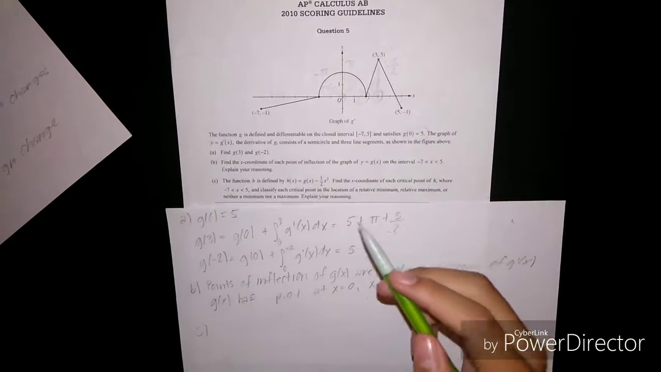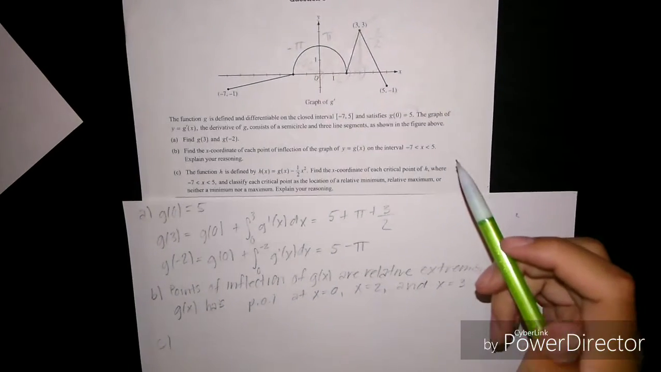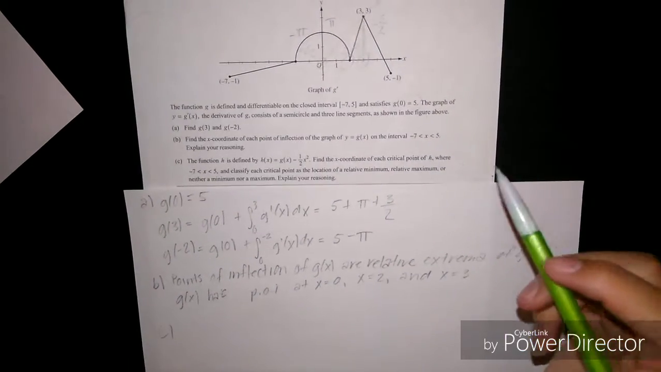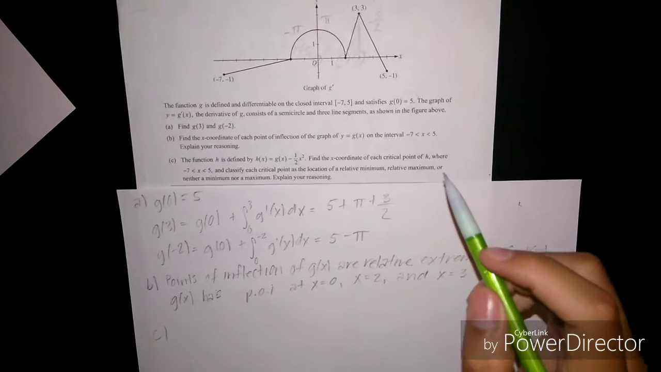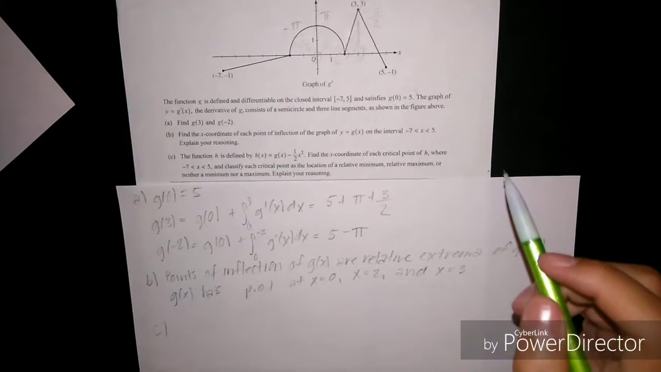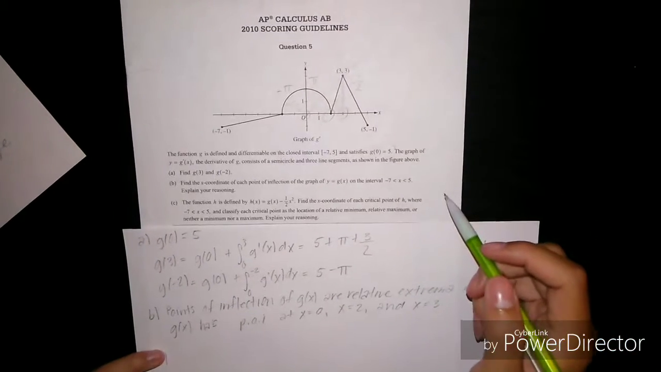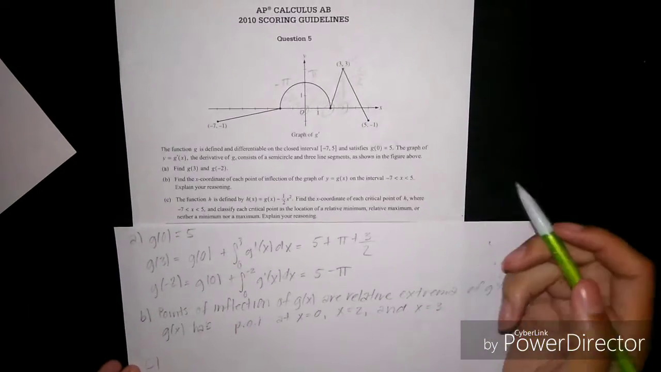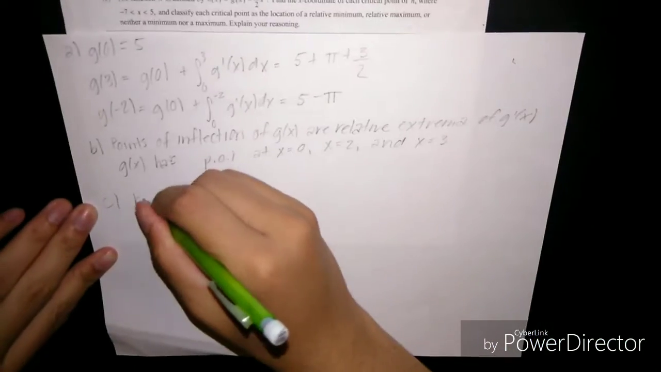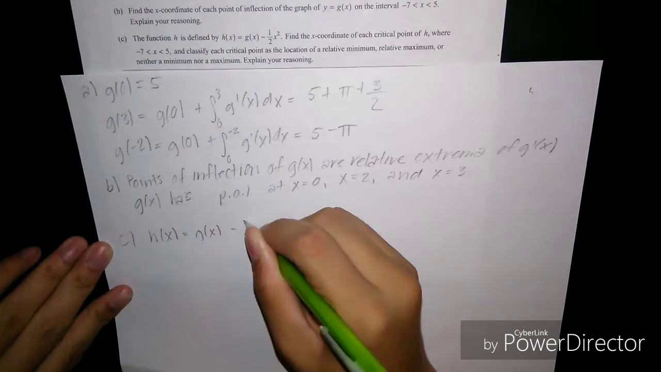So for part C, it states the function h is defined by h of x equals g of x minus 1/2 x squared. Find the x coordinate of each critical point of h, where on the interval -7 to 5, and classify each critical point as a location of a relative maximum, relative minimum, or neither a minimum nor a maximum. Explain your reasoning. So what we're given is h of x equals g of x minus 1/2 x squared. We're given this function in the problem.